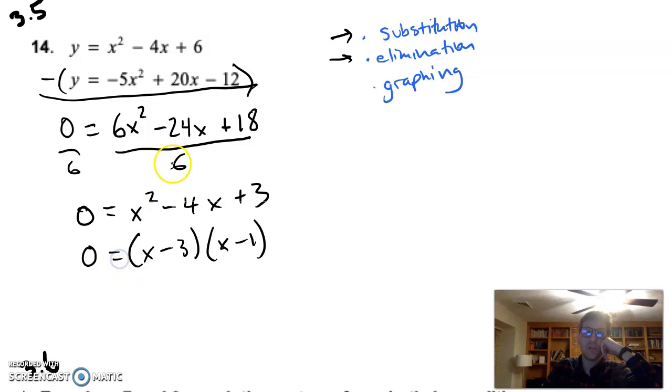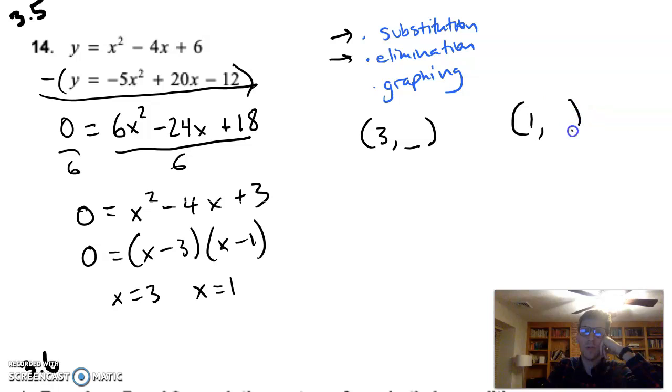So I've just solved. But remember, when we have this scenario, now it's telling me I have two solutions. So it's telling me that x could be 3 or 1, but I need to find out what the actual solution is. So when x is 3, what is my output? And then when x is 1, what is my output? Well, these are both equal to y, so in this case I could just plug in 3.